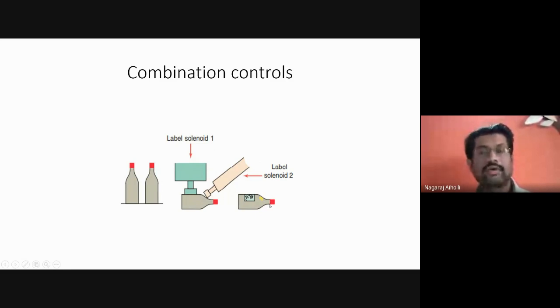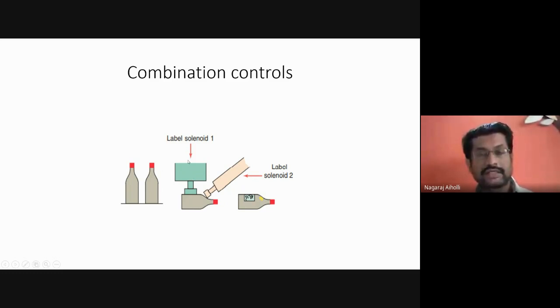The bottle moves ahead on the conveyor belt. This is called a combination control. Combination control means it is a combination of the controlling process, and it indicates that irrespective of whether label 1 is applied first or label 2 is applied first, that doesn't matter. This is the controlling process that is taking place here.